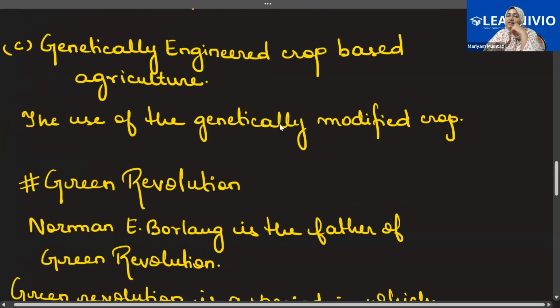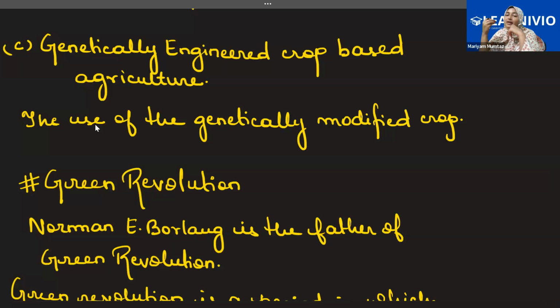Now comes genetically engineered crop-based agriculture. Genetically engineered. This is when we use the biotechnological application, like processes, to make a genetically modified crop. Now, I have taught you what genetic modification is, right? Who will tell me what is genetic modification? It doesn't have to be a bookish language, just explain it to me.